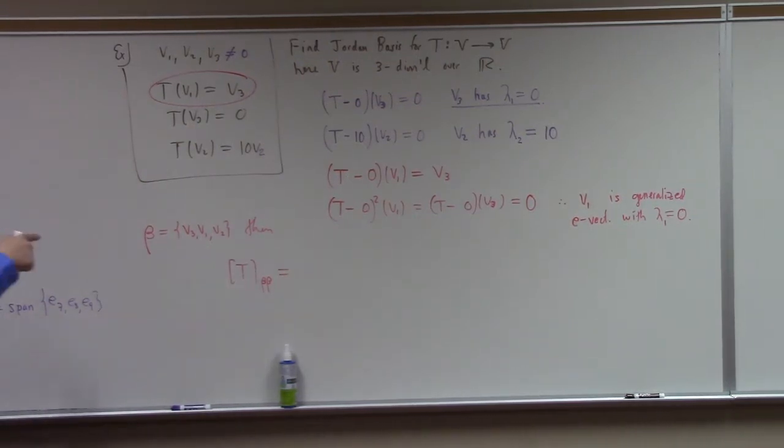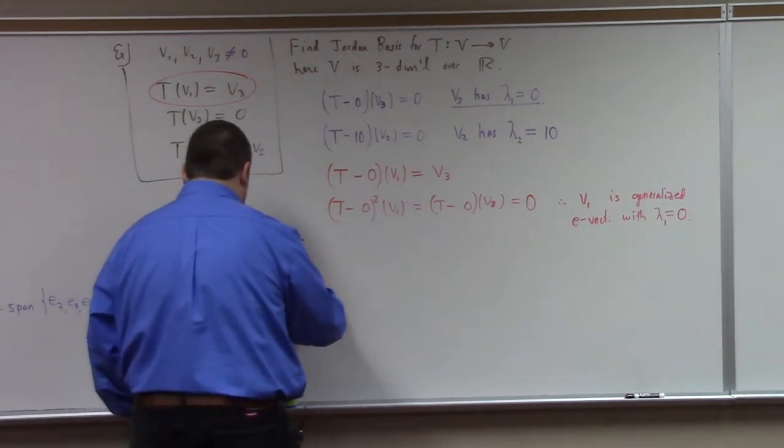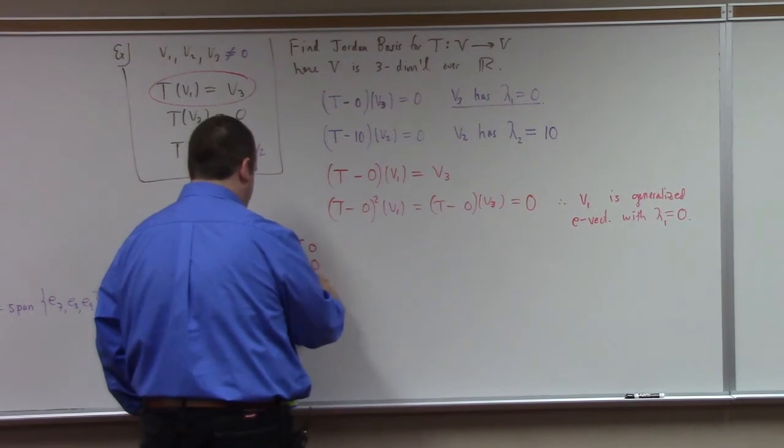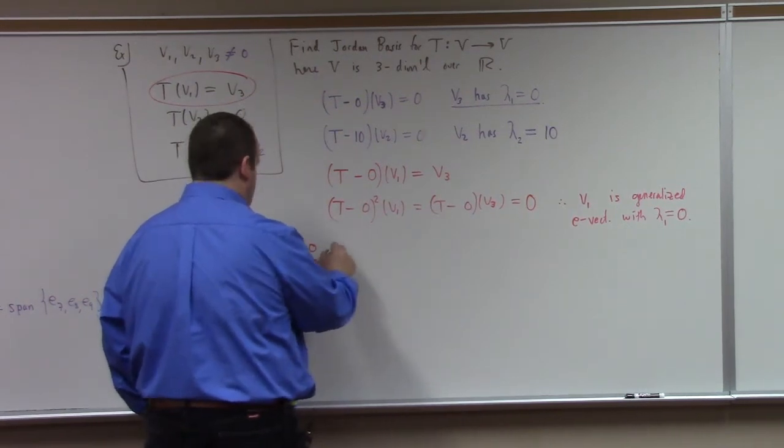So if I do that, then the matrix looks like what? V3 is 0, so I get 0. We get 1.